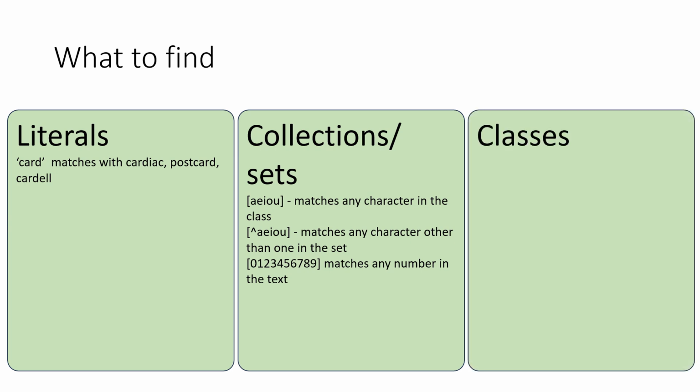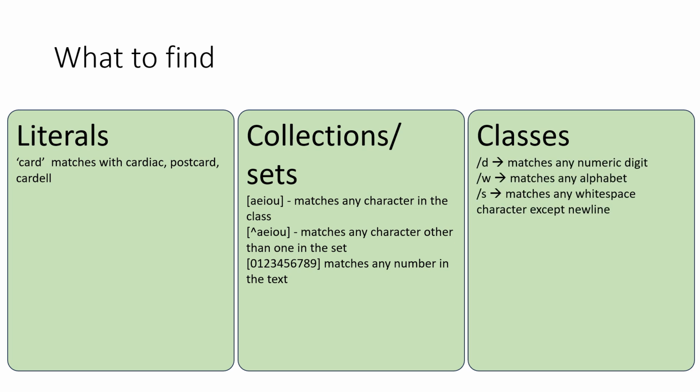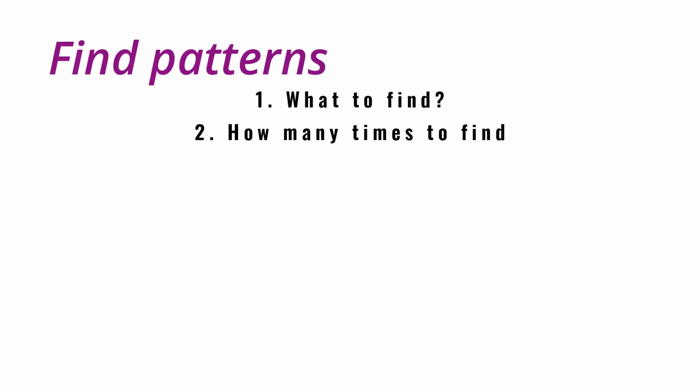And the third one is classes, which are predefined collections. For example, \D matches any digits. \W matches word characters, that is any alphabet in a word. And \S matches white space characters, except new line. So now we know what regex can find.